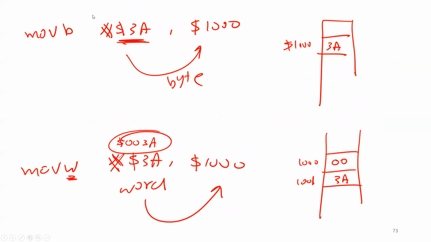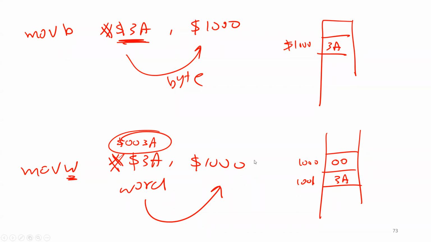Let's see more examples. When I say move byte 3A to 1000, what does this mean? It means I want to copy a byte, which is this immediate value 3A, to the location 1000. So after you execute this instruction, if you go to the location 1000, you should see 3A. Okay, let's have more examples.